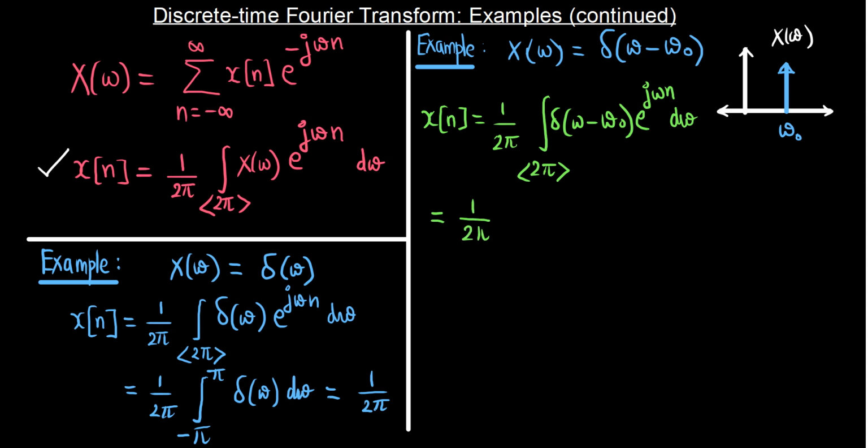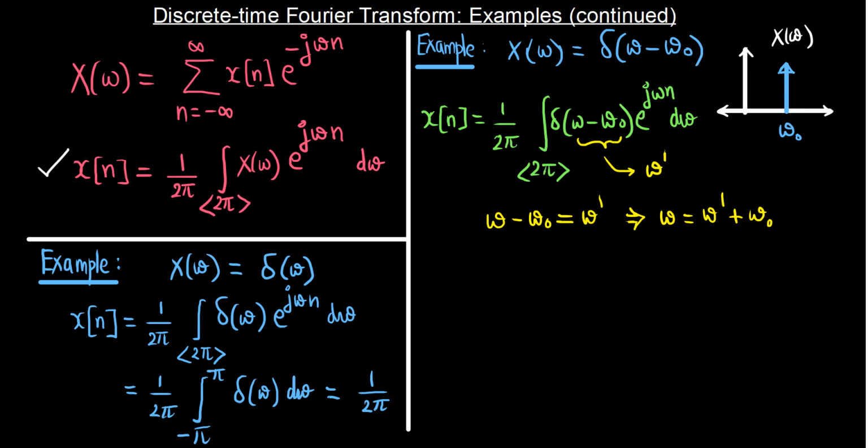Now I can make a change of variable again here. This omega minus omega naught, I am replacing with, let's suppose, omega dash. If I make omega minus omega naught equal to omega dash, what we are going to get is that omega is going to be omega dash plus omega naught. Now if we look at the limits of this omega, the limits in the interval of 2 pi.